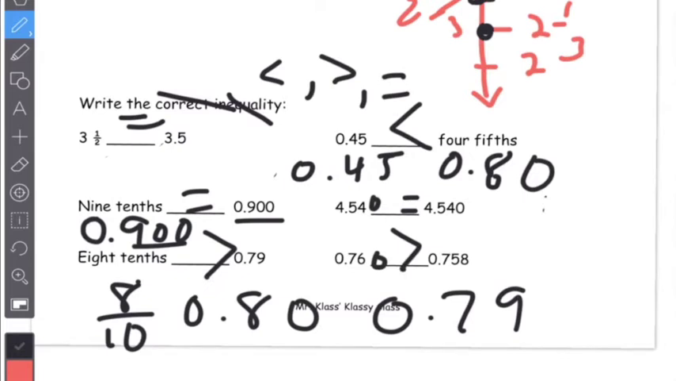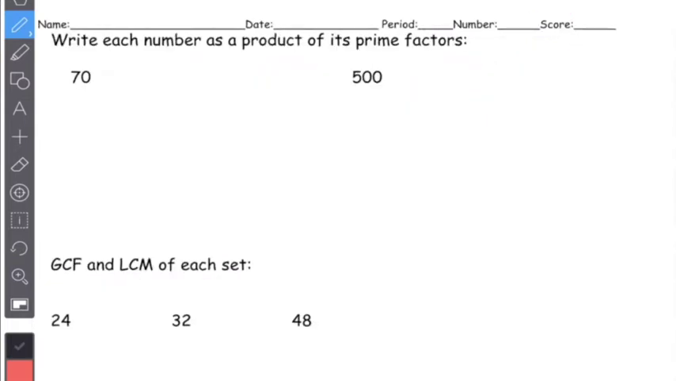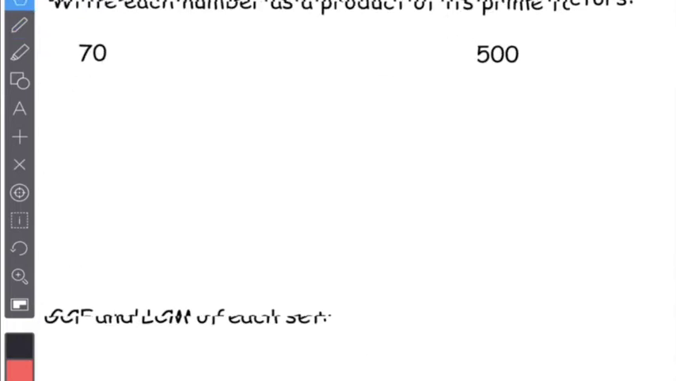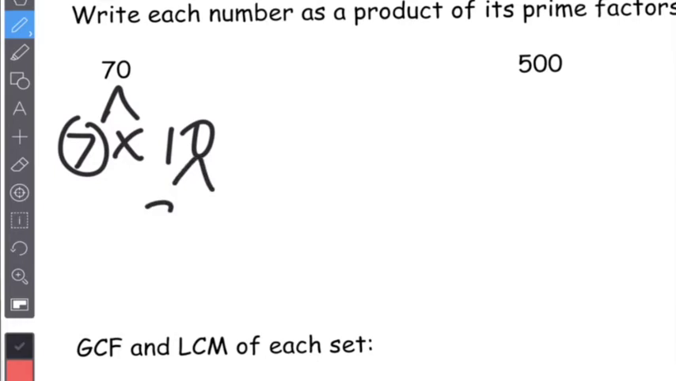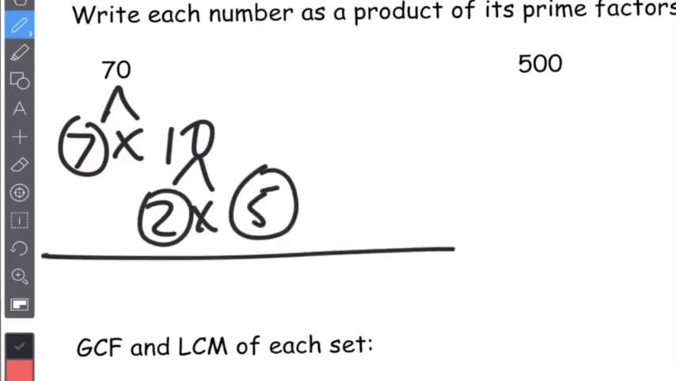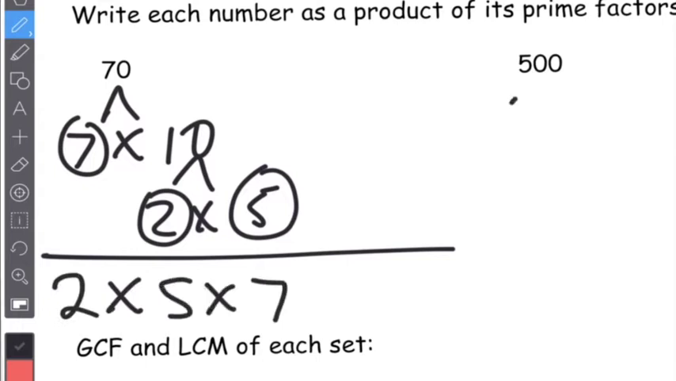The next page says write each number as a product of its prime factors. So we're going to make a factor tree. Let me just make this a little bigger. Okay, so 70, I can do 7 times 10. I'm going to circle the 7. And 10 is 2 times 5. Circle them because they're both prime. So it's 2 times 5 times 7. Remember, make them in numerical order.